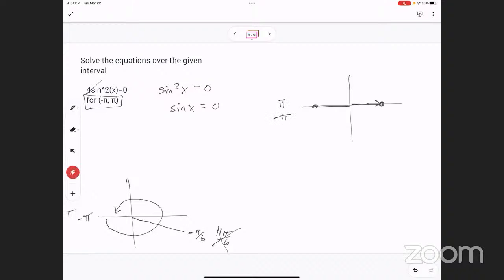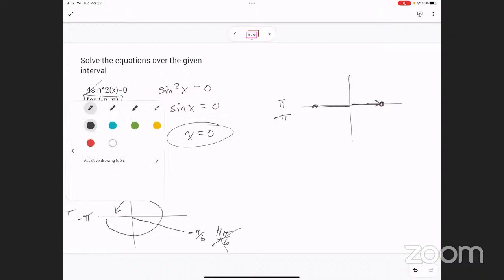But look at how they're trying to trick you here. See those open brackets? Do I include negative pi and positive pi in my answer? I don't include them because of the brackets. So what's my only answer? 0. The only answer is x equals 0. That's the only answer for that one.